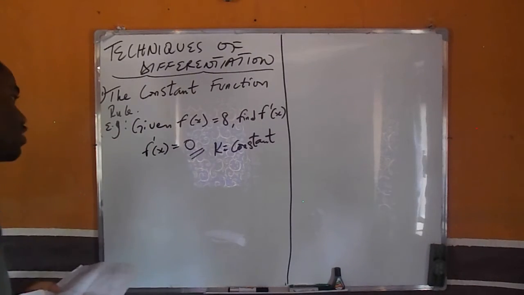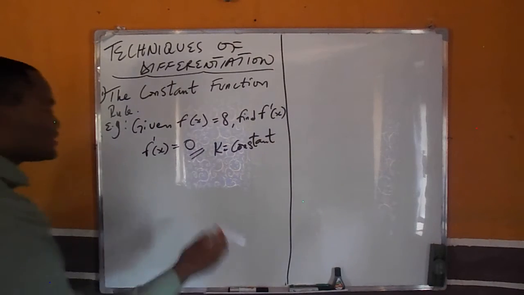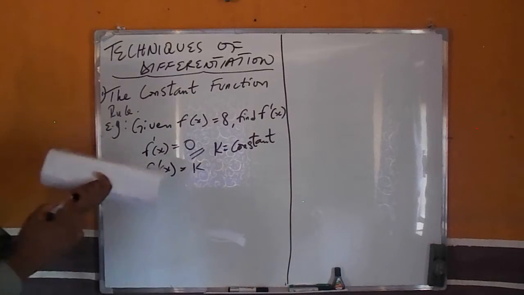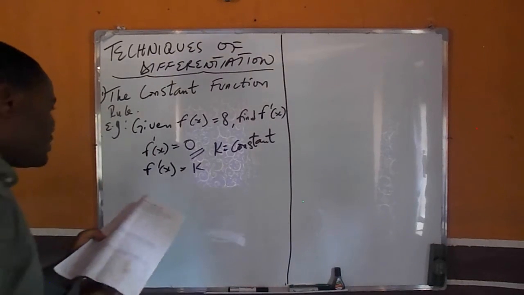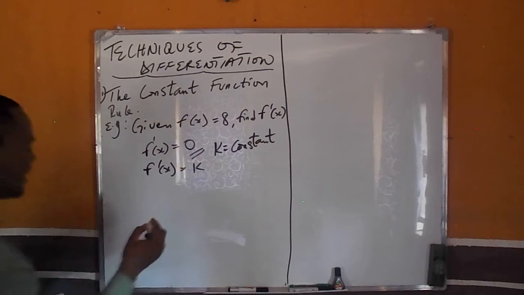So in this situation, we say f prime x equals 0, which is f prime x equals k, which is constant. We move to the next one, which is the linear function rule.